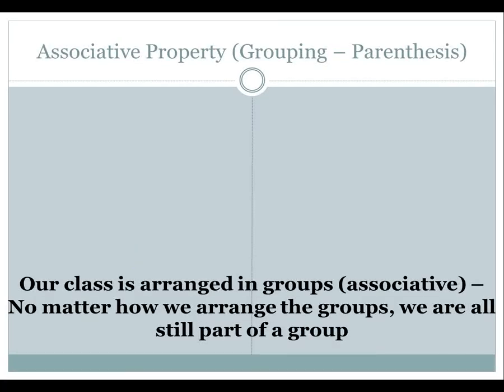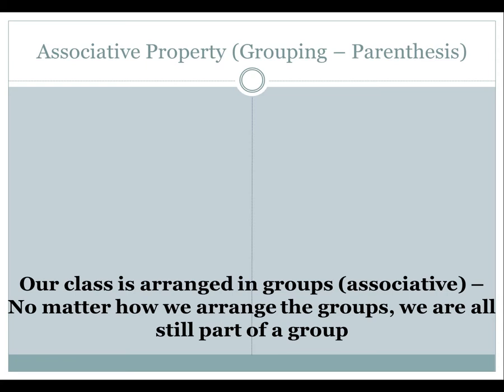So then we have the associative property, grouping in parentheses. So it's associated together. Have you ever heard the term associate? If you're associating with other people, what are you doing? You're talking. You're hanging. You're socializing. Good. So this one here, the associative property, is grouping in parentheses.